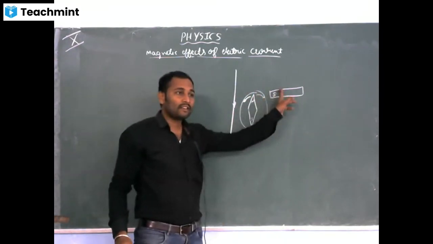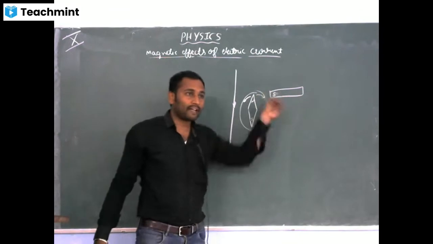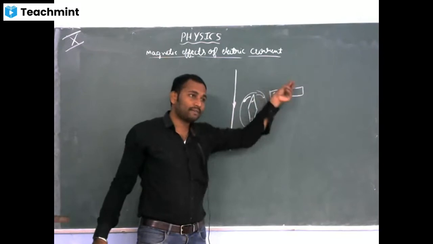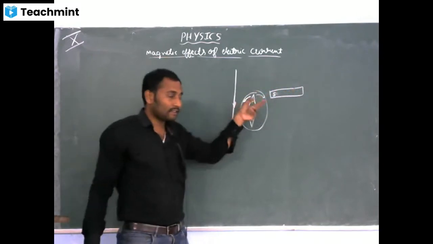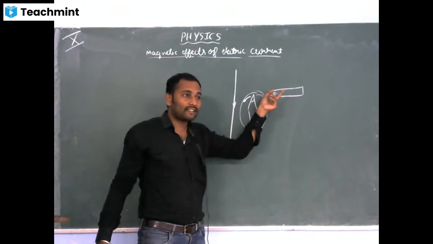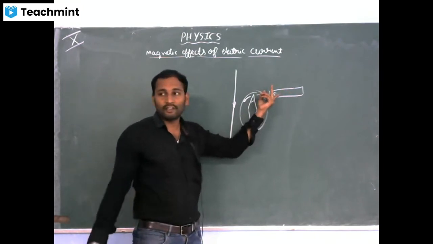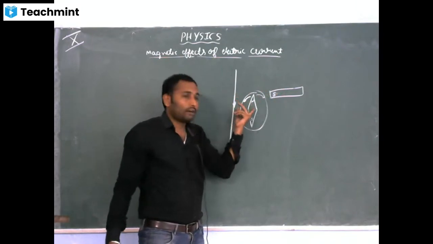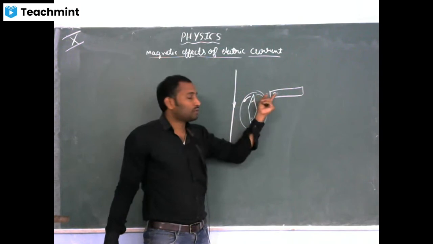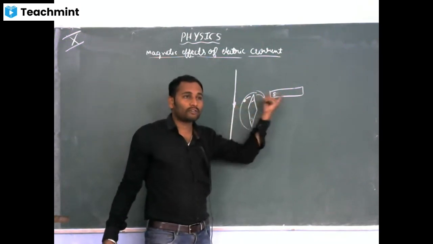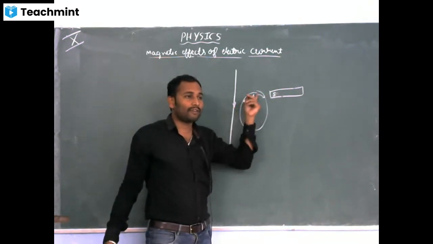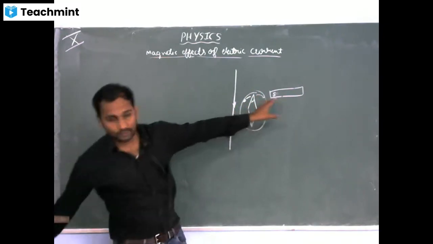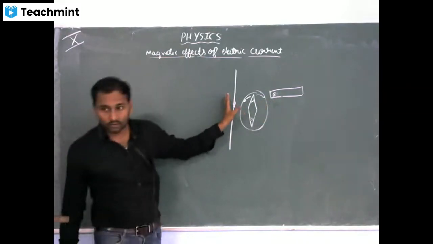Why is it deflecting? Because this magnet has a magnetic field, and magnetic field lines will be there. Magnetic field means it exerts a force of attraction or force of repulsion. So when you bring a bar magnet near a needle or compass, there will be a force of attraction or repulsion. That is the reason we get deflection, right? I am not using a magnet now.